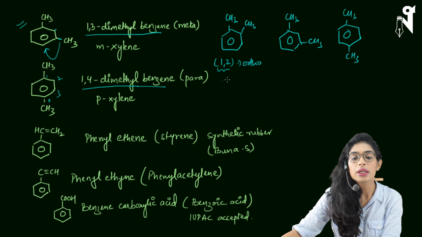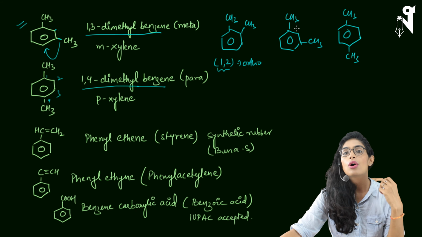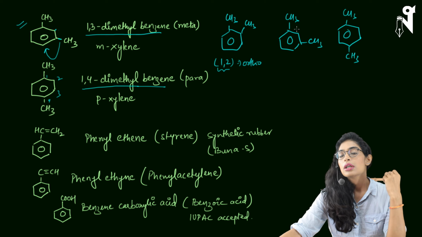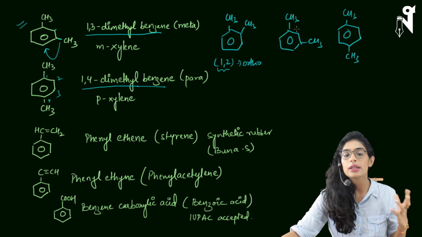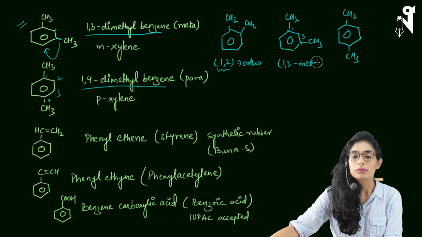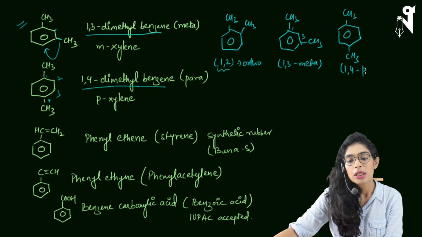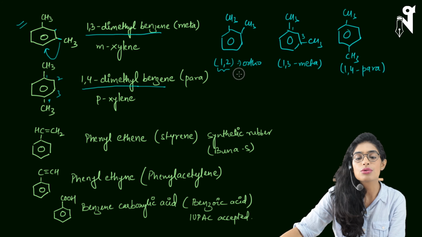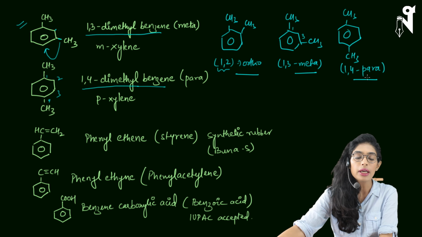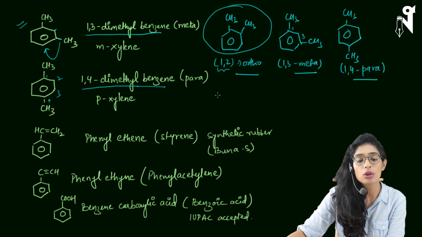Okay, similarly, if we have any kind of placement of functional groups or carbon chains or anything on the 1,3 position, then this combination of 1,3 is called meta. And similarly, the 1,4 combination is called para. This is very important. You need to know this and you need to remember this. Okay, so now when I have to name this compound, we named it initially as 1,2-dimethyl benzene.